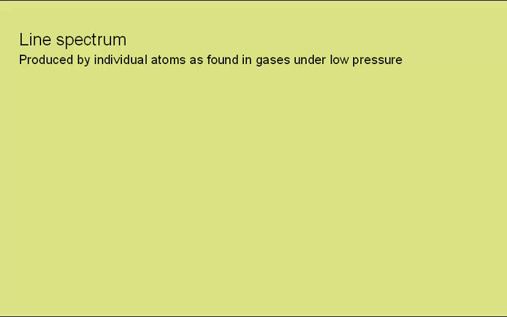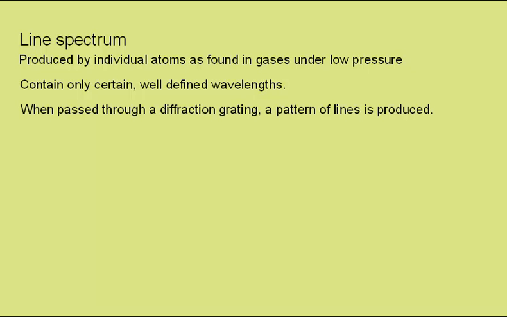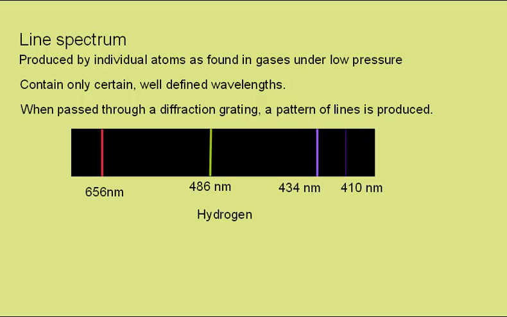First, line spectra. These are produced by individual atoms, as we'd find in gases under low pressure. They contain only certain well-defined wavelengths, and when passed through a diffraction grating, we get a pattern of lines from these well-defined wavelengths, rather like this. This is the line spectra of hydrogen.